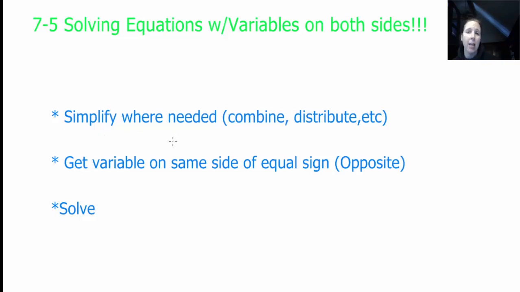So if you have to combine like terms or distribute, do it all on the same side of the equal sign. Then you get your variables on the same side of the equal sign by either adding or subtracting to the other side, and then you solve it. Okay, so we're just going to do examples today.